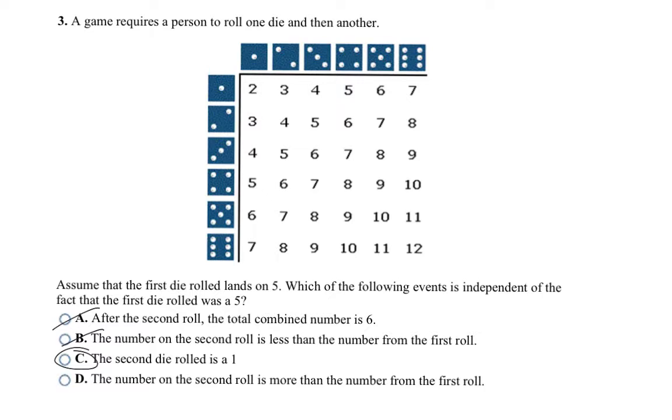And let's just check D real quick to make sure that we didn't make a silly mistake. D says the number on the second roll is more than the number on the first roll. So once again, because you're comparing more than, less than to the outcomes of your second and first roll, it can't be D. So C is my final answer.